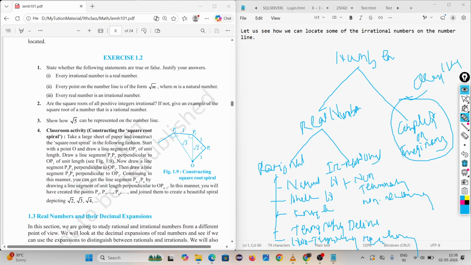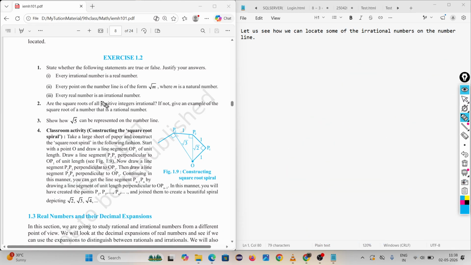Now you read this question. Every irrational number is a real number. True, because real number is of two types: real number is the bigger container and rational and irrational are the smaller containers. So you can put the smaller container in the bigger container. Okay, read the second question.